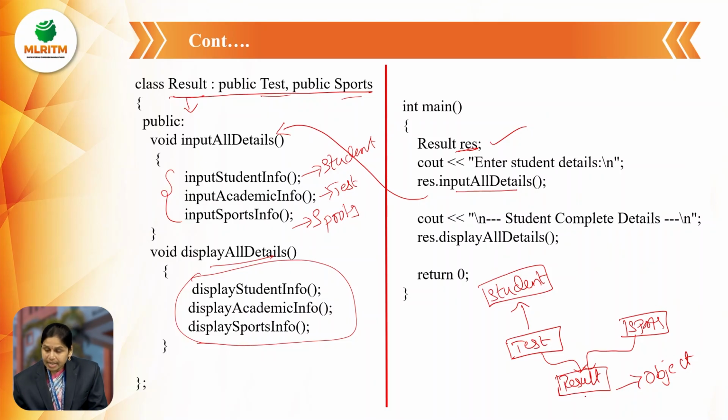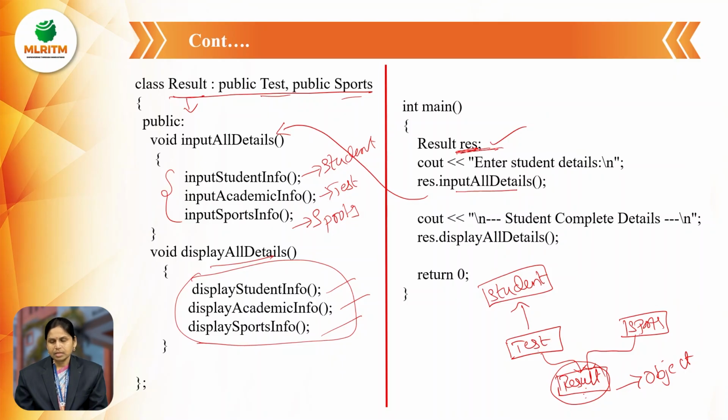So this result child class can access the values from the sports class, test class and student class, because it is a child class for the test and sports classes, but this test is a child class for the student class. So the test can access the properties from the above classes. These three methods are from three different classes, and all these methods are accessed by using the single object, that is result.